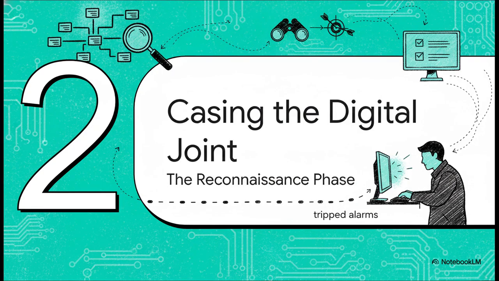And now let's get into Act 1 of our detective story, reconnaissance. This is the stakeout. Our detective is gathering all the clues they can about the target, but here's the catch. They have to do it without tripping any alarms. It's all about quiet, careful observation.